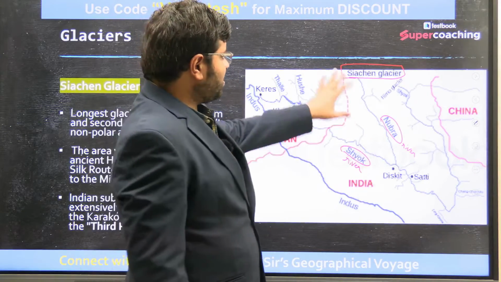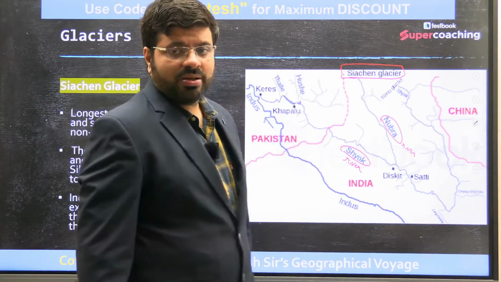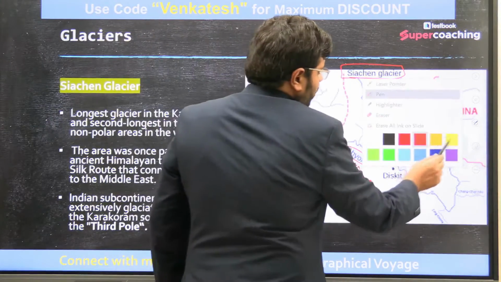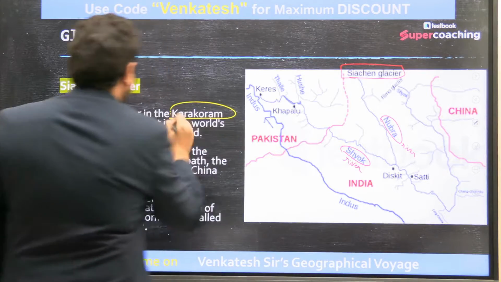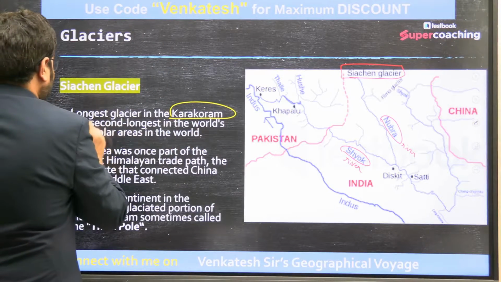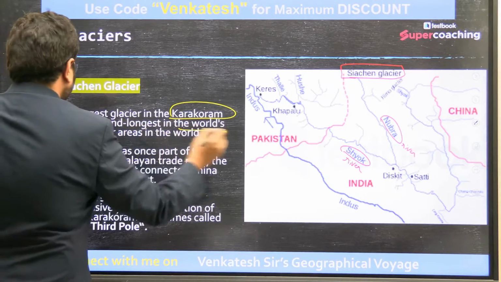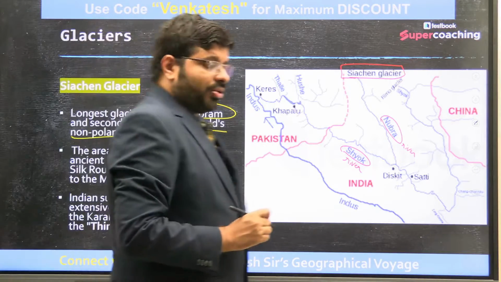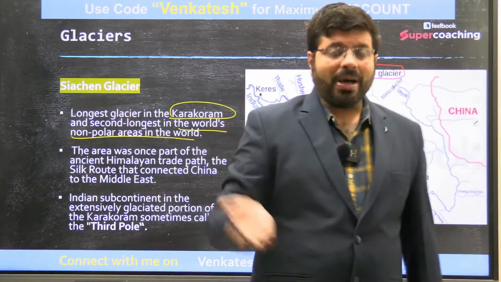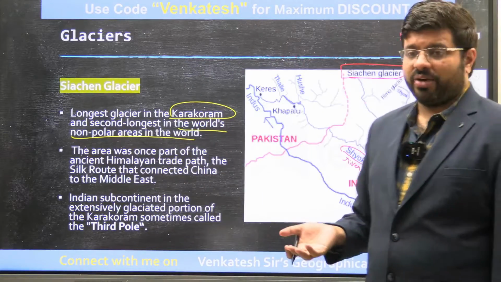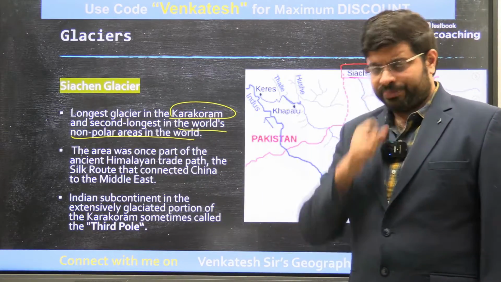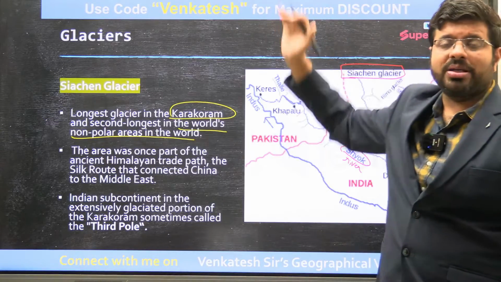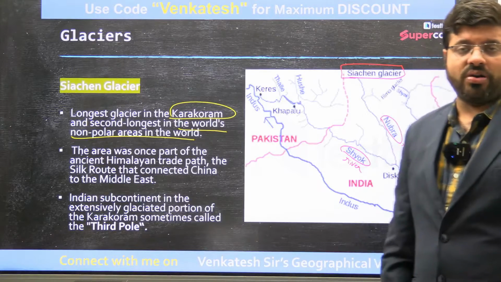So Siachen Glacier is located in the north, and what kind of mountain range is it? If you see, it is located in the Karakoram, the longest glacier there and the second longest in the world in the non-polar areas. Yes, you do find something in the Pamir mountains. You do find one of the longest mountain glaciers. Just above that, in Turkmenistan and all, there you do find one of the longest glaciers.